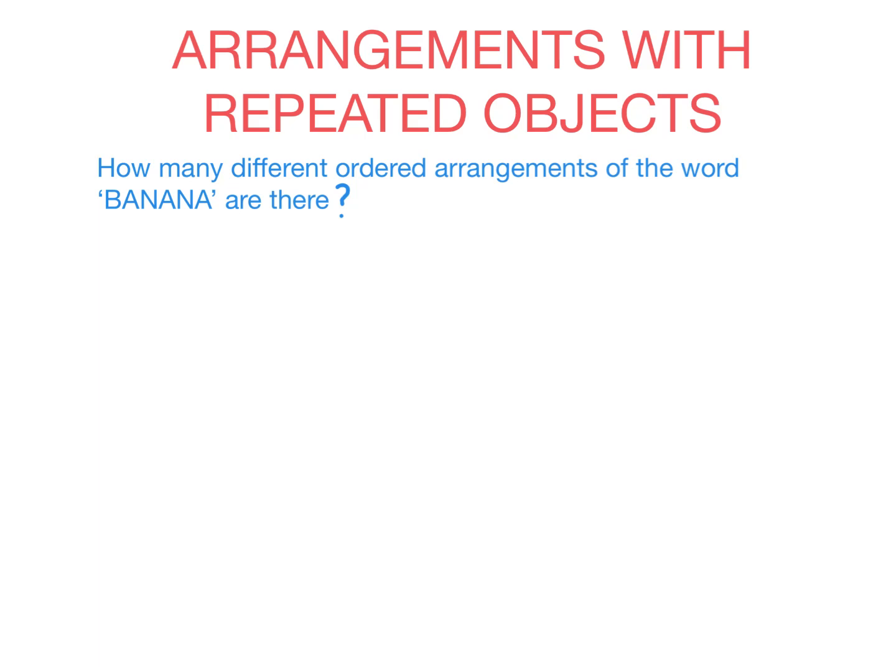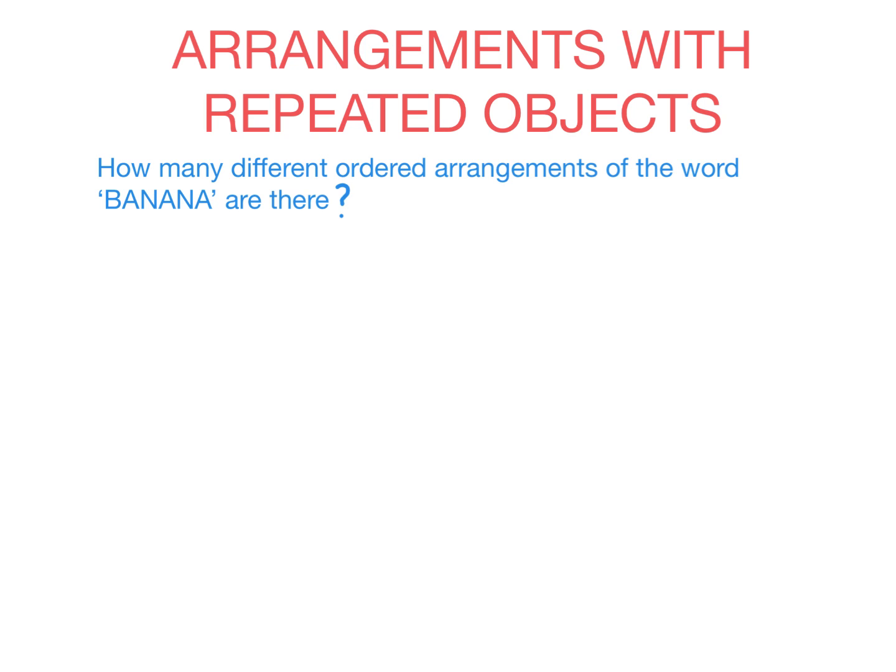Thank you so much for tuning into this video in which we will look at arrangements with both repeated objects and with restrictions. Let's start with repeated objects. So we'll go through that by looking at the question, how many different ordered arrangements are there of the word banana? So here we have repeated objects because we have 2 N's and 3 A's. We have some indistinguishable objects.